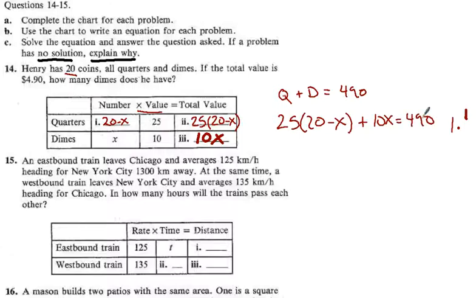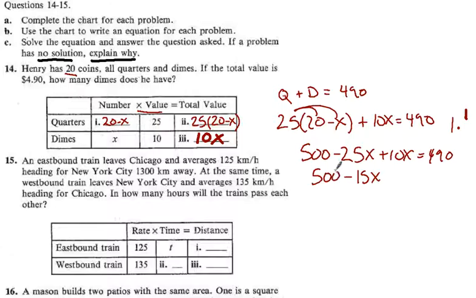So then, let's just solve the problem. We're going to have to distribute. 20 times 25 is going to be 500 minus 25x plus 10x is equal to 490. Well, let's combine the x's, shall we? We have negative 25x and we have positive 10x, so we combine those for a total of negative 15x.